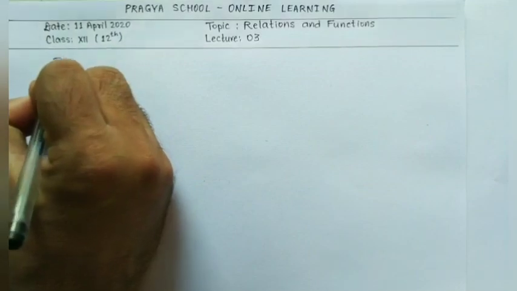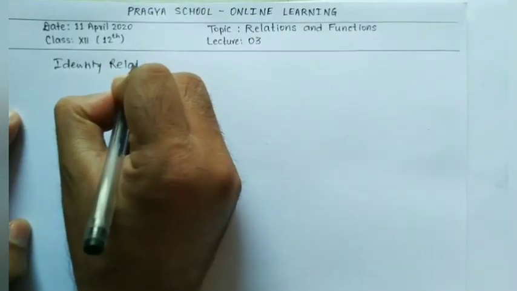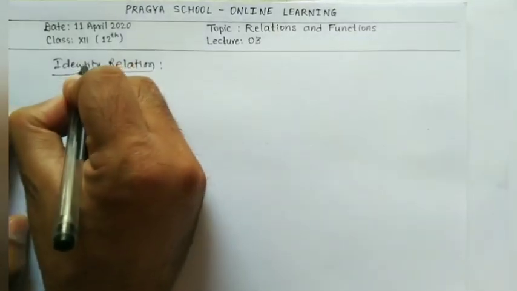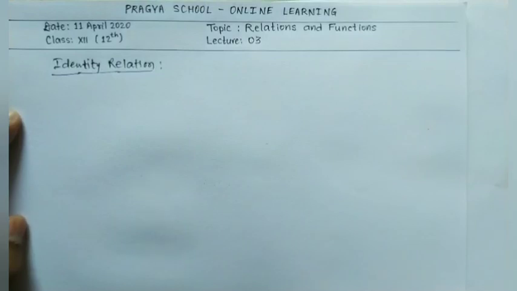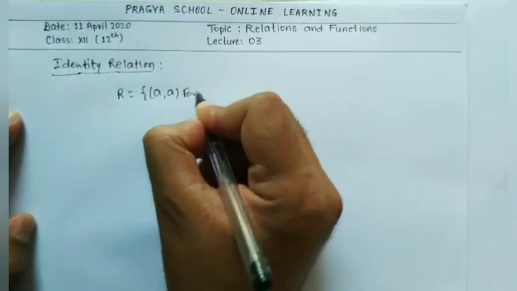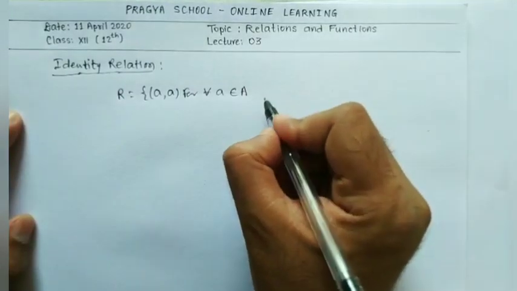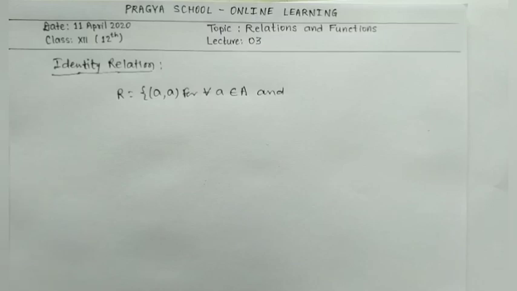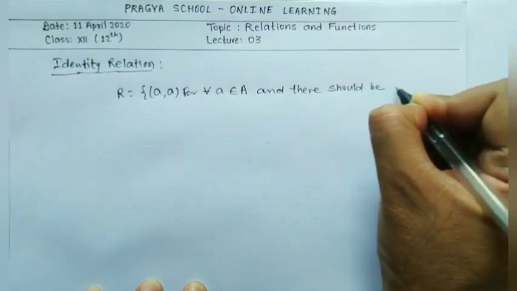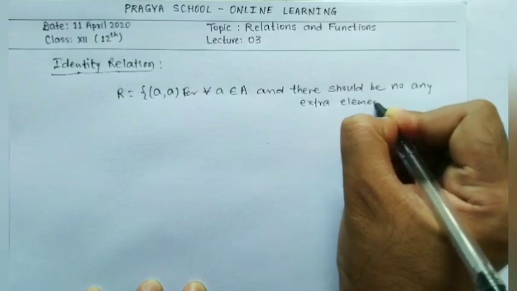So let us see identity relation. Regarding this identity relation, we will write R equals (A, A) for all A belongs to capital A, that is a given set, and there should be no extra element.